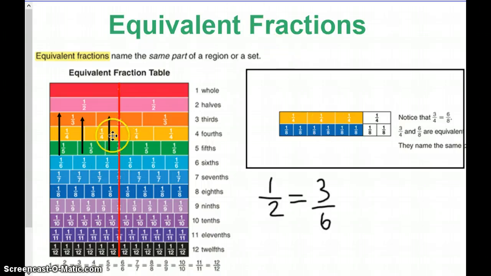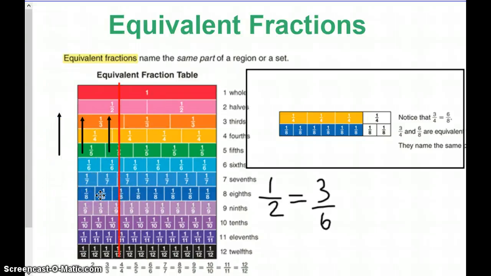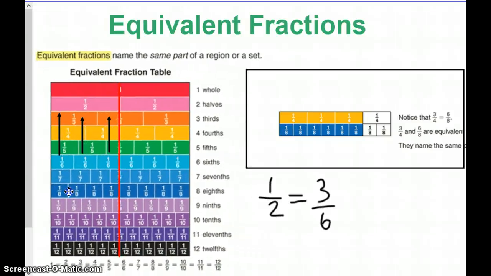So now I've decided to cut my half all the way down. So we'll see that some fractions don't go evenly into a half, but if we look down, we see that 1, 2, 3, 4/8 fits exactly into 1/2.